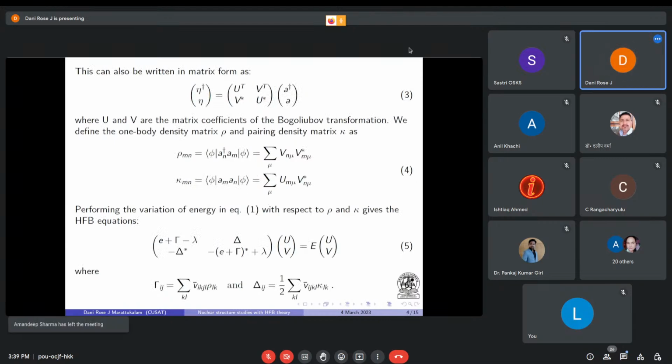Again, defining the one body density matrix rho mn and the pairing density matrix kappa mn, we perform the variation of the energy or the variation of the Hamiltonian to obtain the eigenvalue equation, the HFB equation. So the HFB equation as given in equation 5 is an eigenvalue equation, and we diagonalize this equation to obtain the total energy and other properties of the nuclei.